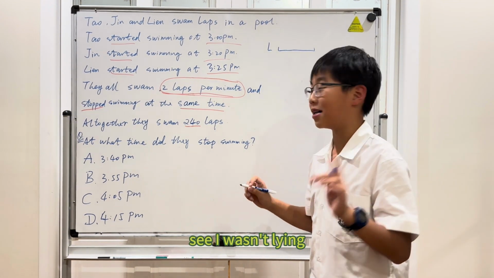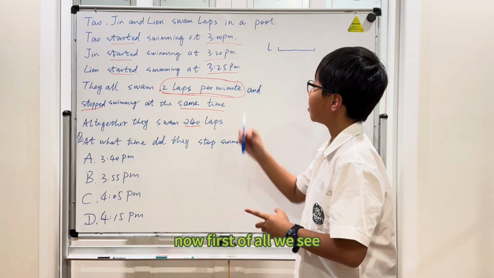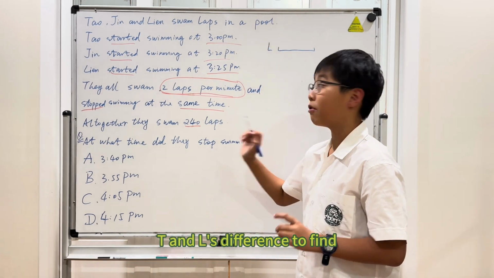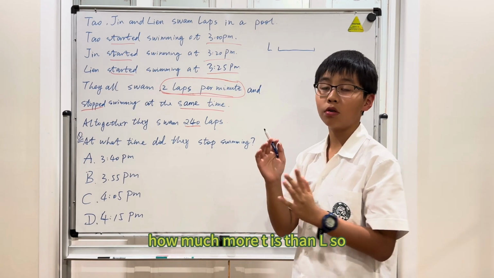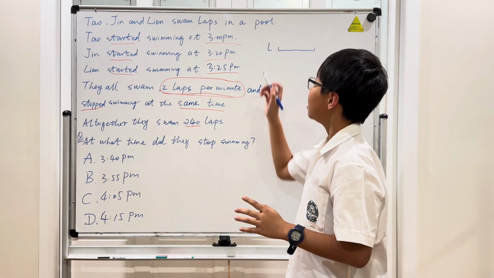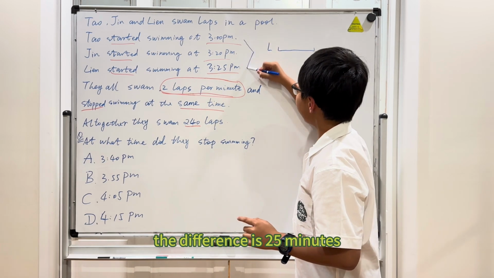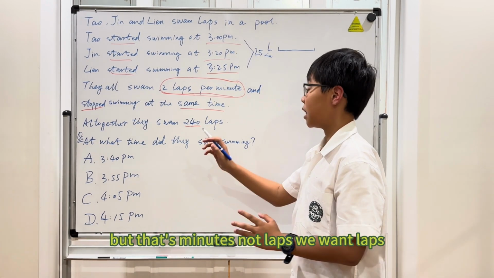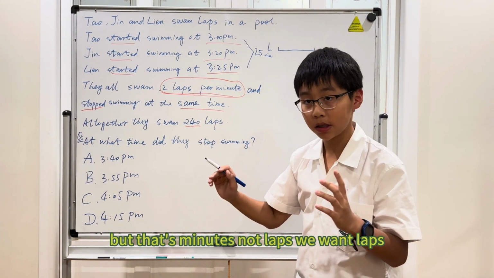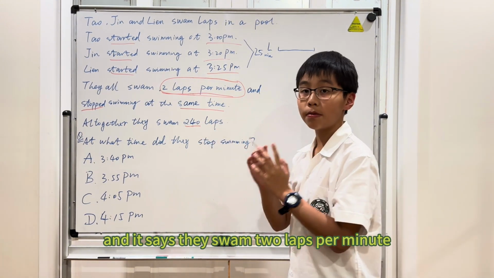See? I wasn't lying. Now, first of all, we see T and L's difference to find how much more T is than L. So T take away L. The difference is 25 minutes. But that's minutes, not laps. We want laps. And it says they swam 2 laps per minute.